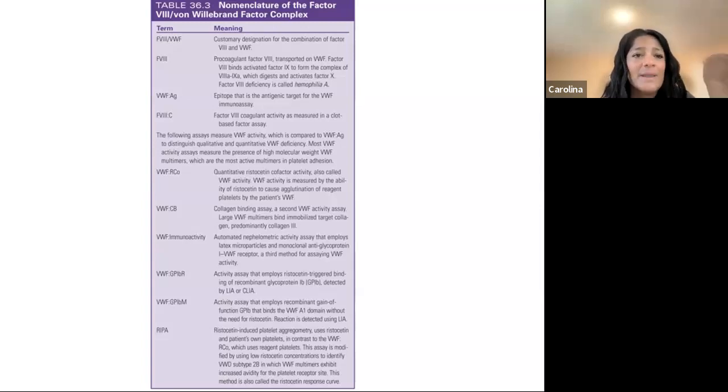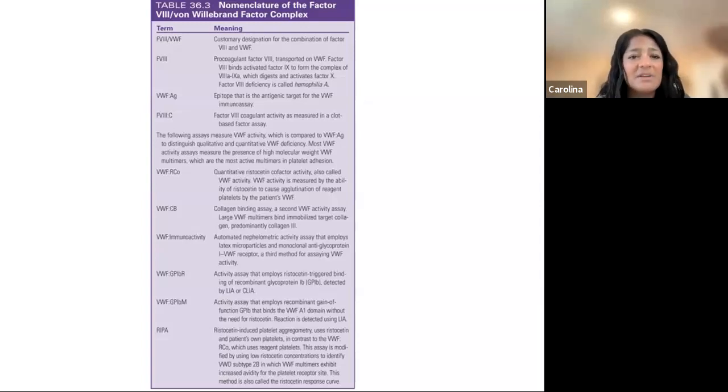Factor VIII is factor VIII. When you see von Willebrand factor AG, okay, that is an epitope that is the antigenic target for the von Willebrand factor immunoassay. All right, so it's von Willebrand factor antigen. Von Willebrand factor factor VIII C is the factor VIII coagulant activity as measured in a clot-based assay. So sometimes you'll see that as the name of the test, okay? Then you've seen some of these already. Von Willebrand factor RCO. This is a quantitative ristocetin cofactor activity, also called the von Willebrand factor activity.